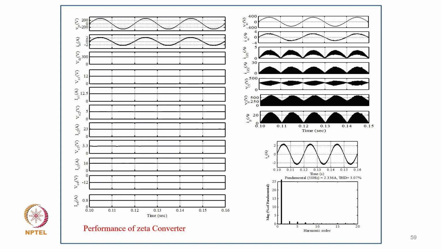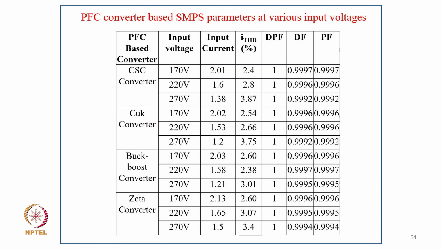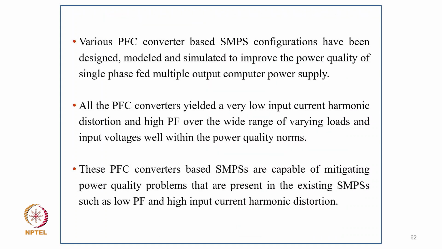Similarly for the Zeta converter, you can clearly see the design here, where THD is only 2.33% at full load, and with varying load you still get sinusoidal current, with THD remaining 4.64%. This is a comparison of performance with the input voltage varying from 170 to 270 volts with 220 as base. THD remains always less than 5%, displacement factor remains unity because of the input diode rectifier, distortion factor remains 0.99, and power factor is also 0.99 in all cases, for all converters.